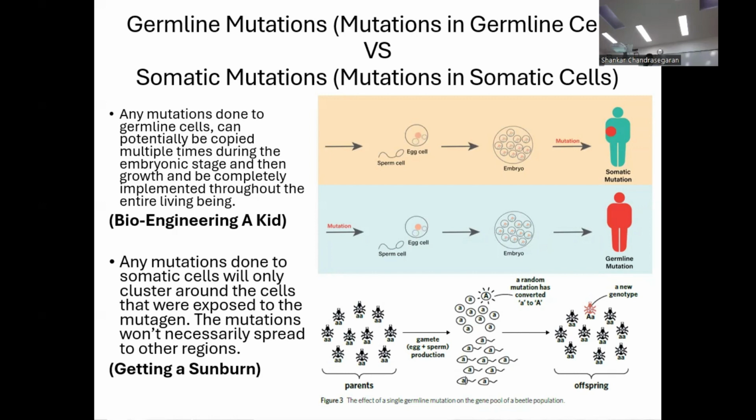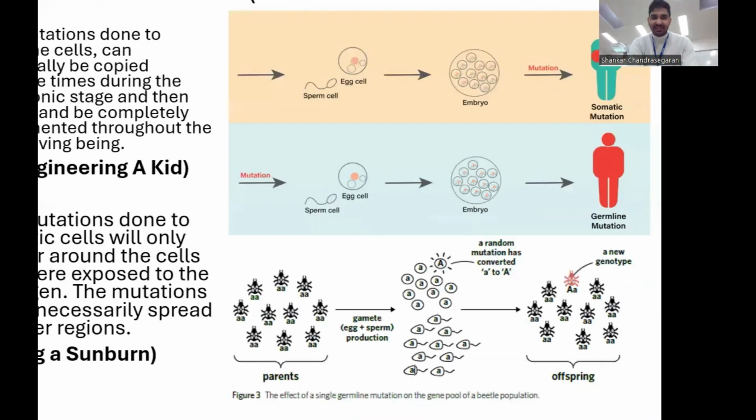So any mutation that happens to somatic cells will only cluster around the cells that were exposed to the mutagen, and that won't necessarily spread through all the cells in your body. Whereas any mutation that happens to a germline cell before fertilization can potentially be passed on to every single cell that emerges from that, and then every cell that emerges from the living thing itself. All right, any questions? So remember how I said that mutations can change the allele?